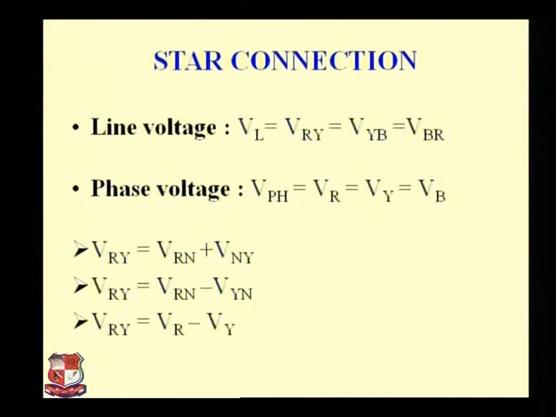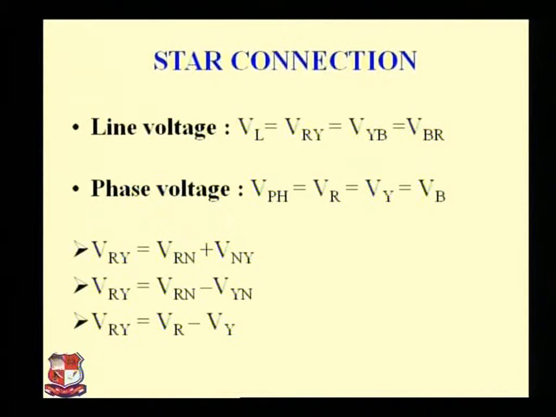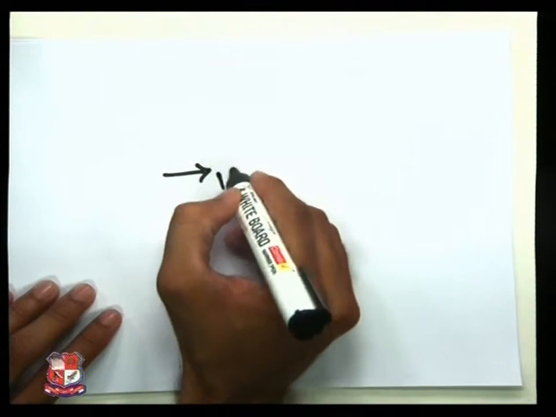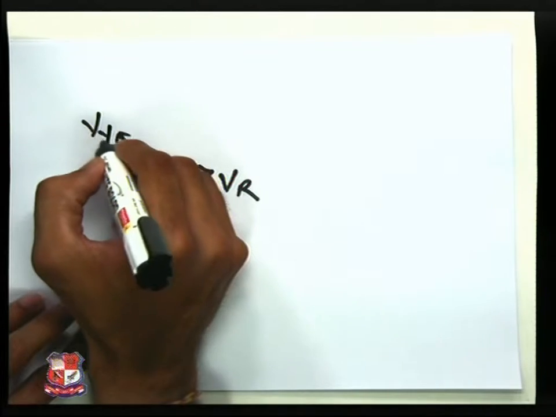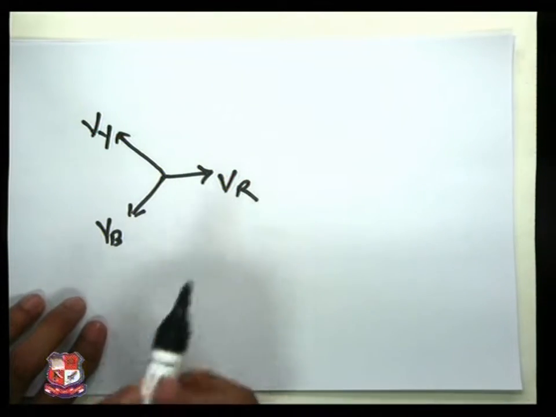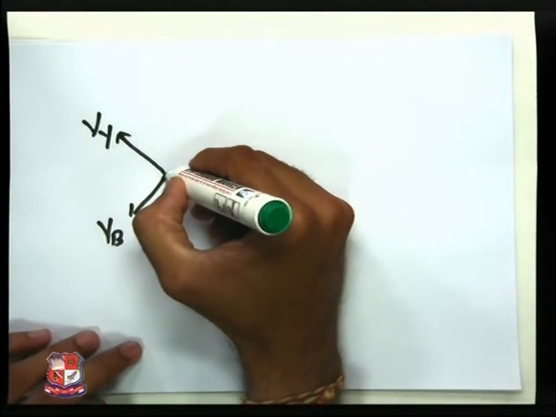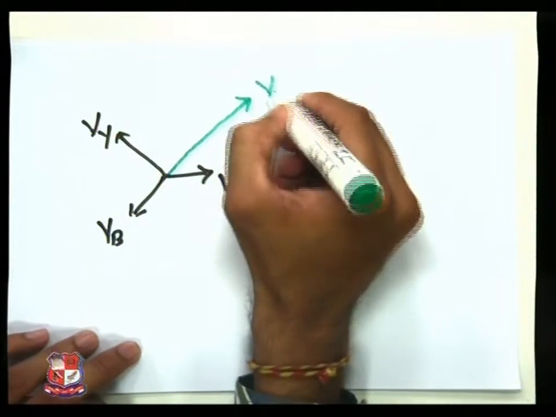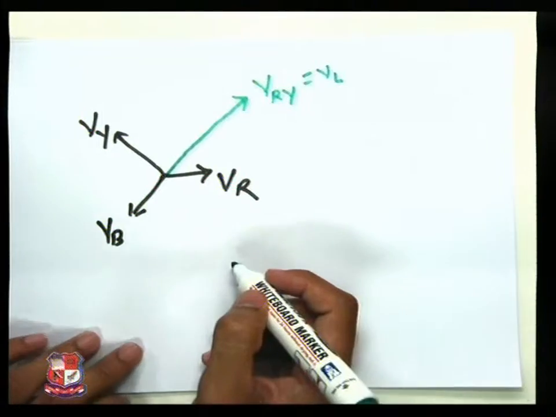Similar quantities are represented in the PPT also. Okay, so we go with the previous. Now we represent that by the vector diagram. See, it is a vector VR, VY and VB at 120 degrees. Now the line voltage VRY is given at 30 degrees, and you can also say it is the line voltage VL.